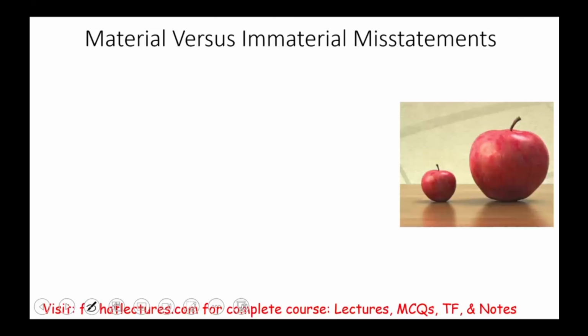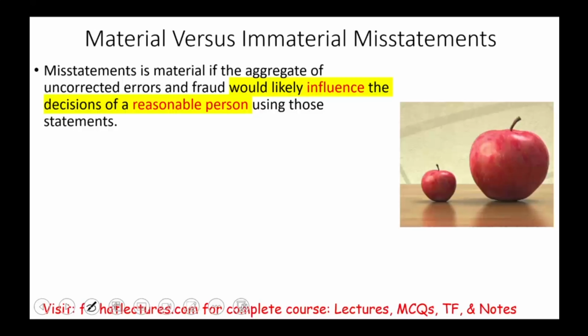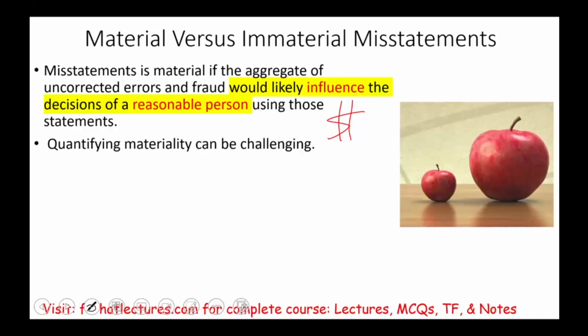Starting with material versus immaterial misstatement. What does that mean? Well, a misstatement is material if the aggregate of uncorrected error and fraud would likely influence the decision of a reasonable person using those statements. So the first thing you notice is we did not quantify materiality. We did not put a dollar amount on materiality. What does it mean that something is material? It means that error or fraud that was undetected would influence. Influence means change the decision, change the mind of a person that's reasonable, and that person is using those statements.